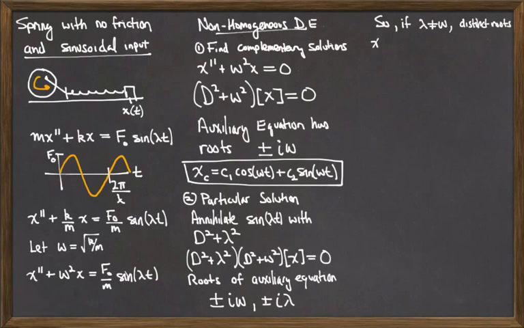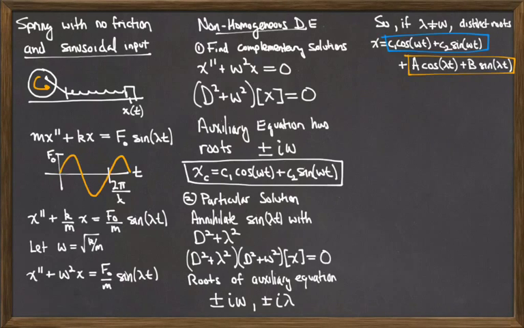So let's handle the case where lambda and omega are different values. If they're distinct, then the solutions to this fourth order equation I've written here will have our two complementary terms, C1 cosine of omega t plus C2 sine of omega t, and then we'll have two other terms, which I've written here with cosine lambda t, sine lambda t, that are coming from the other root of lambda, i times lambda. Those will have some coefficients in front, and there will be specific values of a and b that will give us a particular solution to the differential equation.